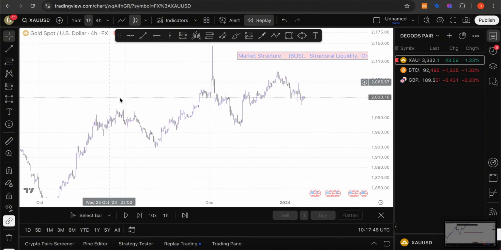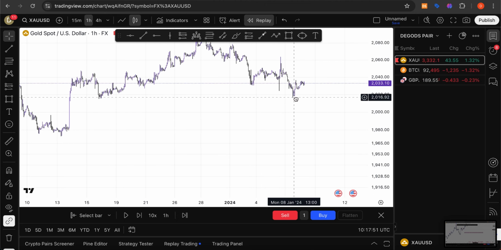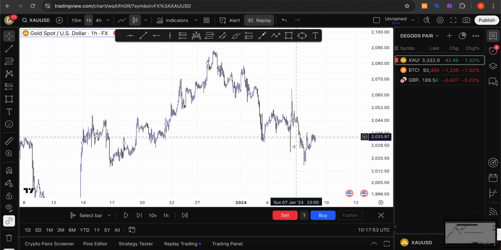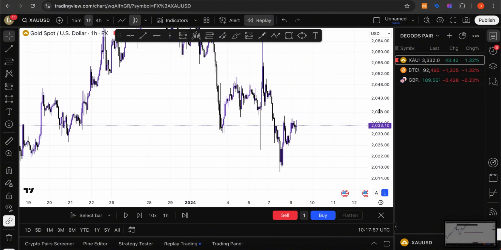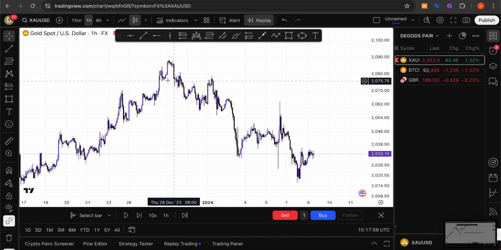Then let's look for our market structure. This one, if we check here now: higher high, higher low, lower low, higher low, lower low.